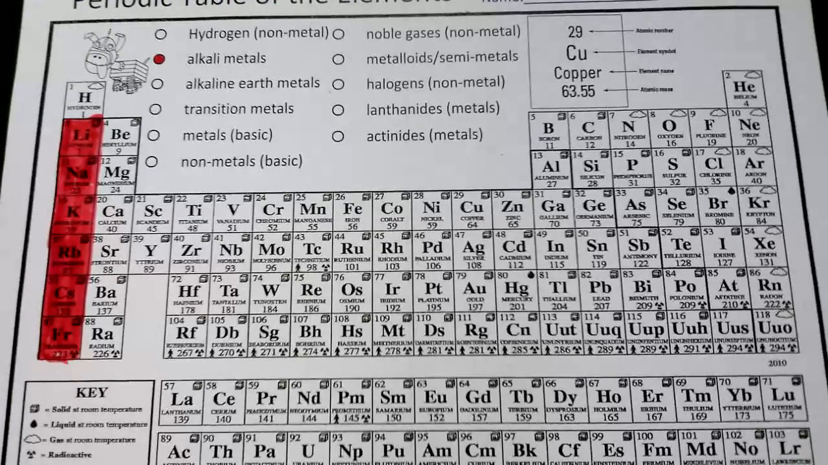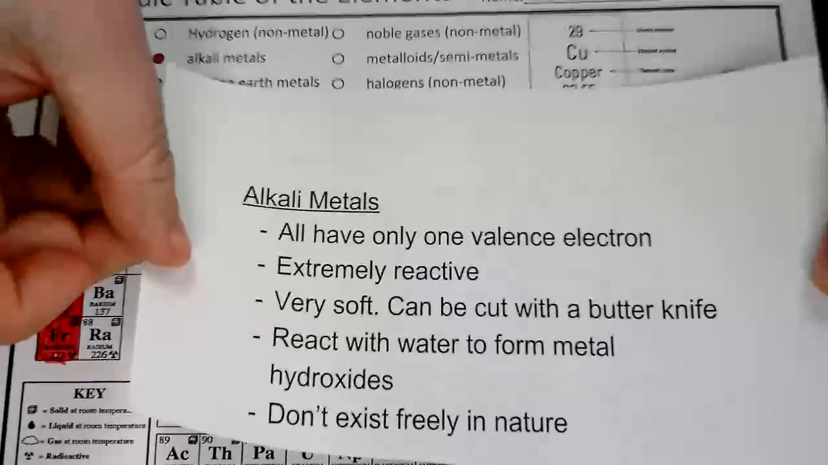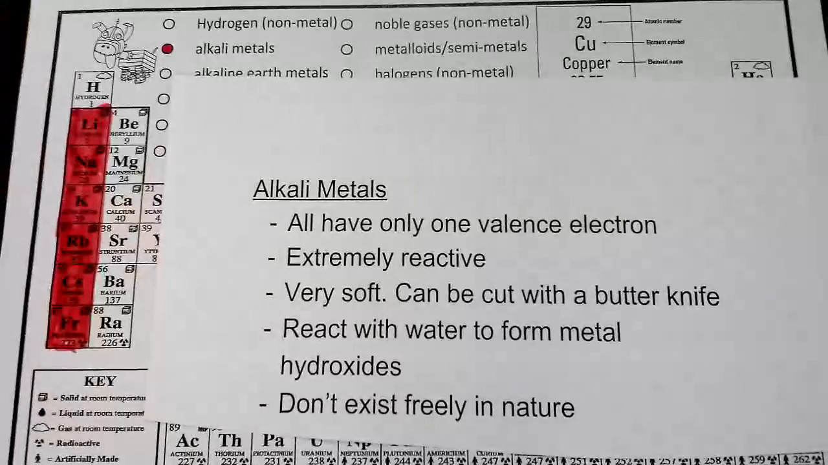Alkali metals, they only have one valence electron. They're also very reactive, like they react with the water that's in the air. They're very soft. You can cut them with a butter knife. You don't think of metals as being that soft, but it's actually how I prepare the metals when we do the demonstrations of these alkali metals reacting with water.